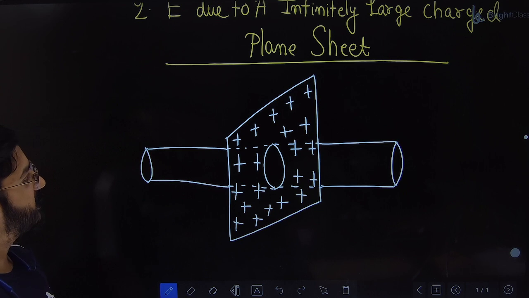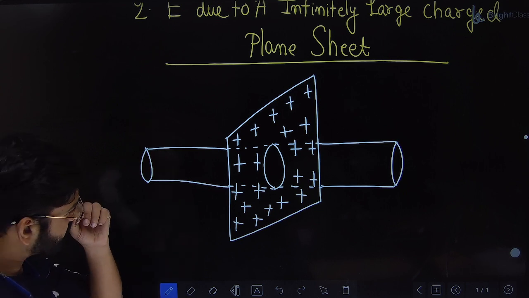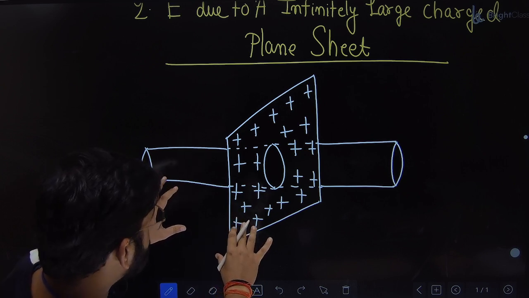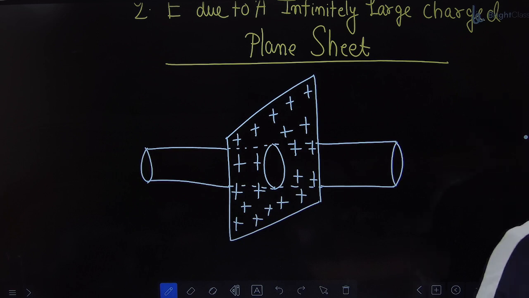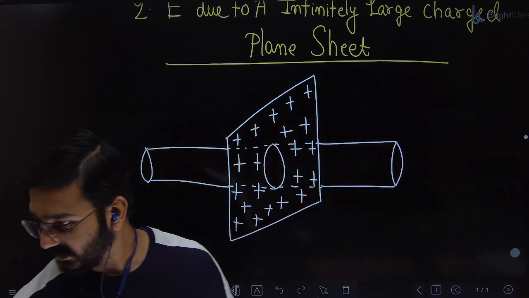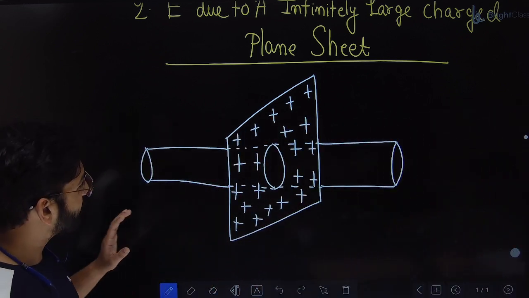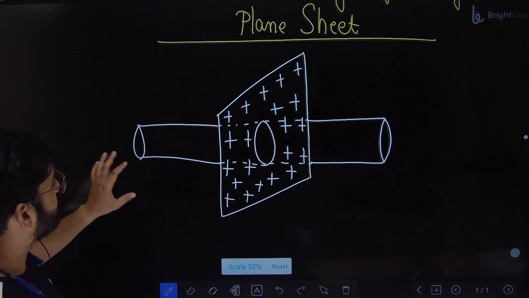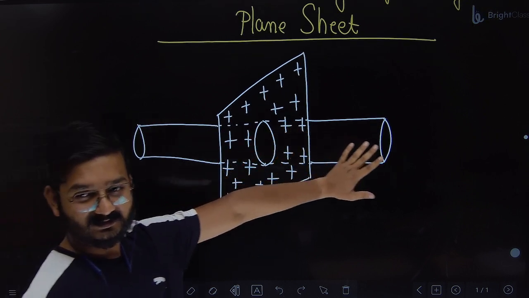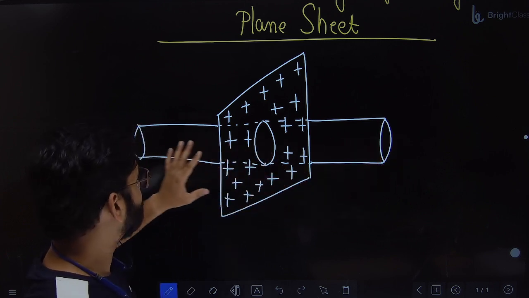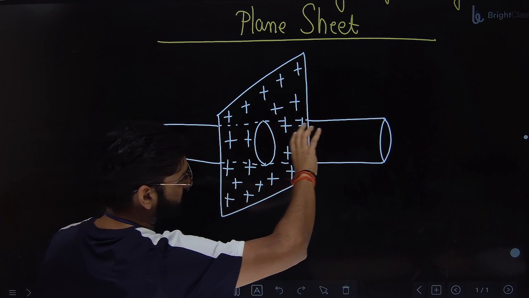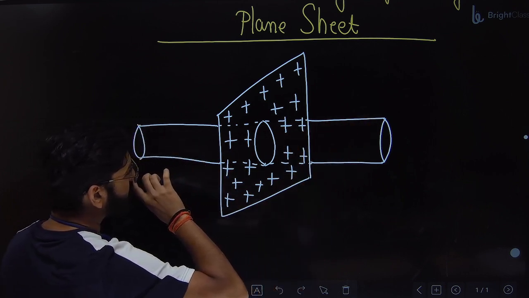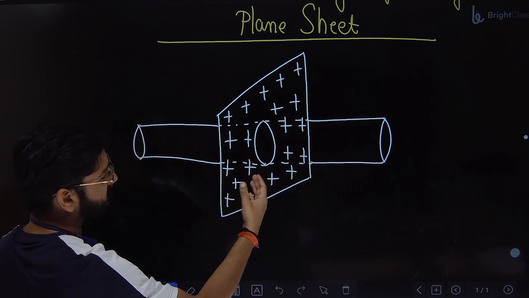So we have an infinitely large charged plane sheet. And through the plane sheet, if you see this figure, what do you think? Through this plane sheet, a cylinder is passing. Right? Is it looking like that? I think this is the first time I have drawn this much better. Otherwise, it used to look something else. So there is a cylinder which is passing through this sheet. And what is the reason for that?